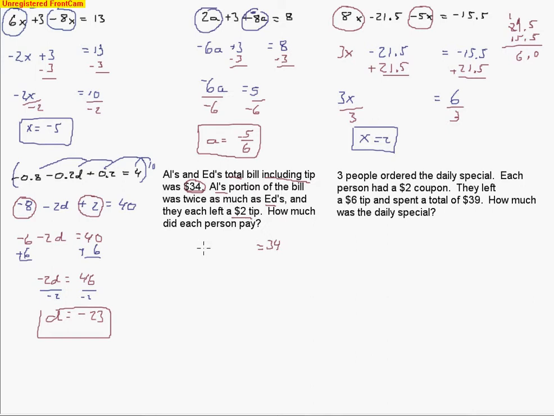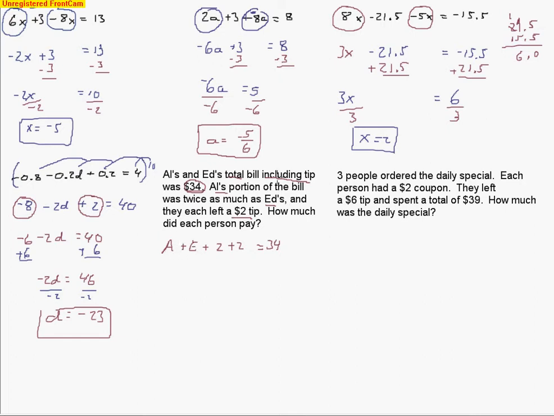So we have Al's portion, we have Ed's portion, and they each left a $2 tip. So we have 2 plus 2. So we know their total tip was $4 when we add those two tips together. So what we want to do, though, just like we had done yesterday, we want to just have one unknown.